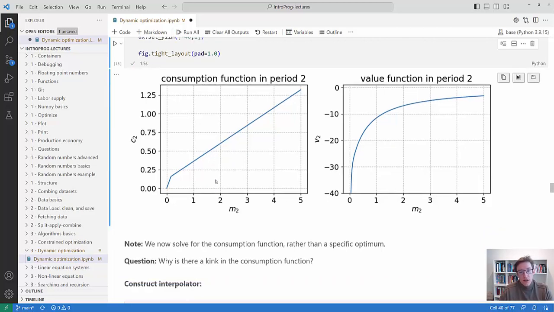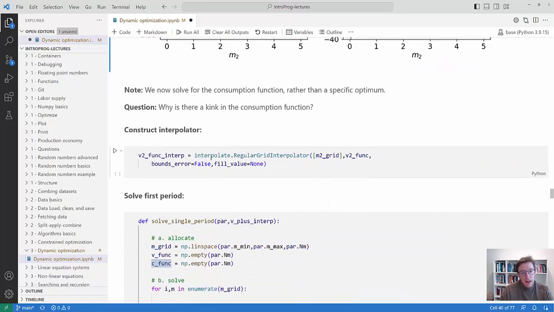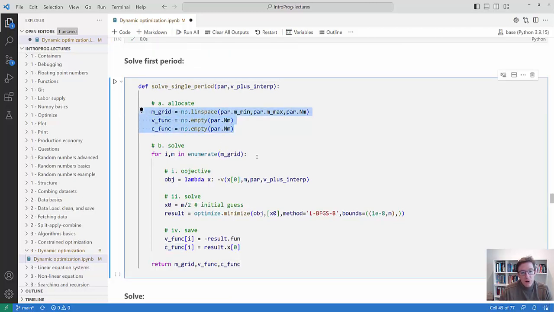How do we proceed? In order to solve the first period, we will need interpolation. So we will create an interpolator based on the grid that we have for the second period and the value for the second period. So we define that. And then we can define a function that's very similar to the other one to solve the first period. Now this is the same. We allocate in the same way. We loop over the grid in the same way. Now our objective is the V. So that's the general formulation of the problem instead of the last period.